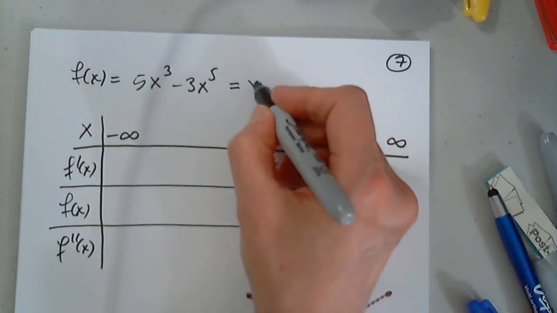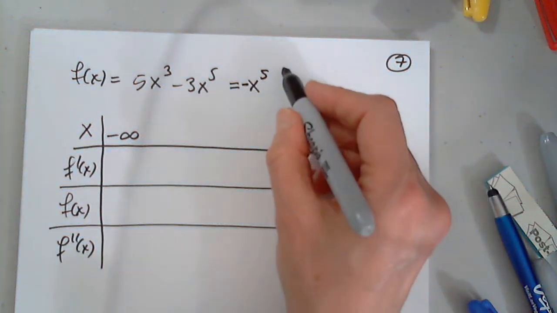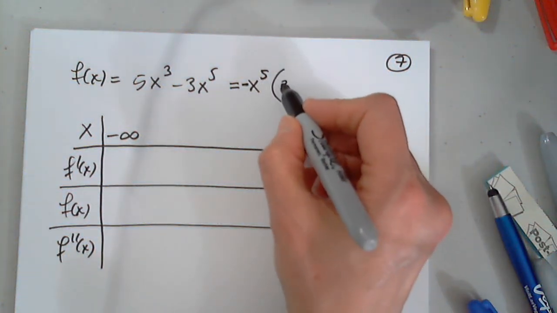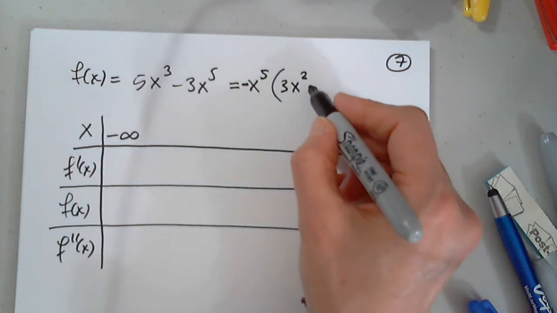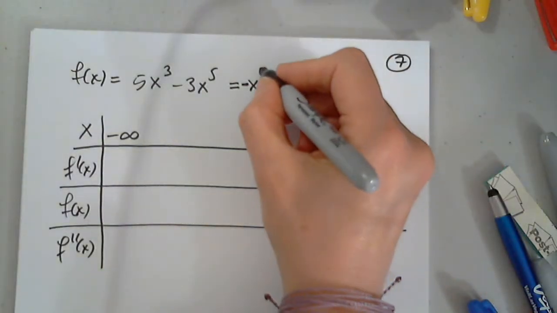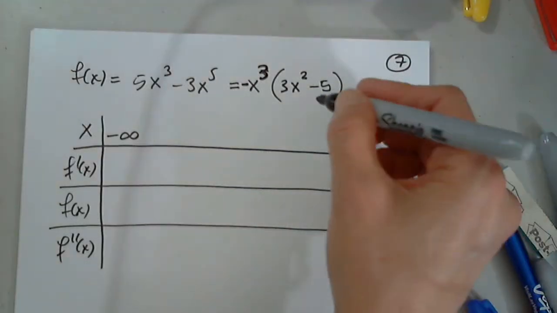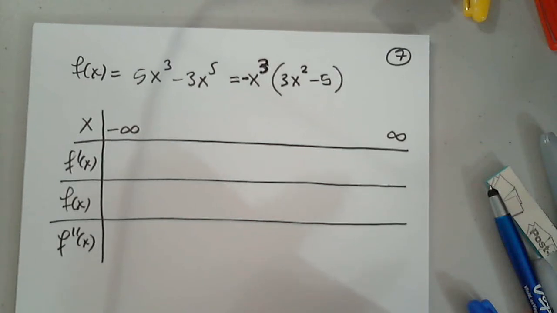x cubed. Thank you very much. And even negative x cubed. And then I get 3x squared minus 5. You wrote x to the fifth instead of x cubed. I did. There we go, thank you very much. So we factor negative x to the third, and we have 3x squared minus 5, which is ugly, right? Because when I set this equal to 0, I will get two ugly solutions. Not impossible, you know what I mean.